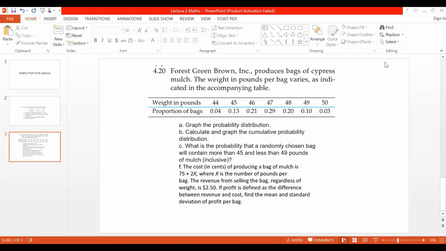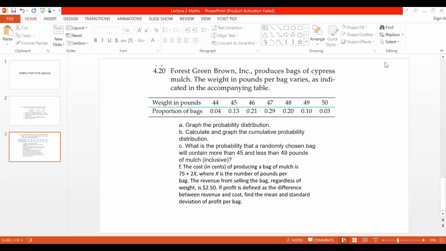Hello all, in this video you will have a new math from the same chapter, which is 4.20. So let's read the question first and then get into the solution. It says Forest Green Brown Ink produces bags of cypress mulch. The weight in pounds per bag varies as indicated in the accompanying table.